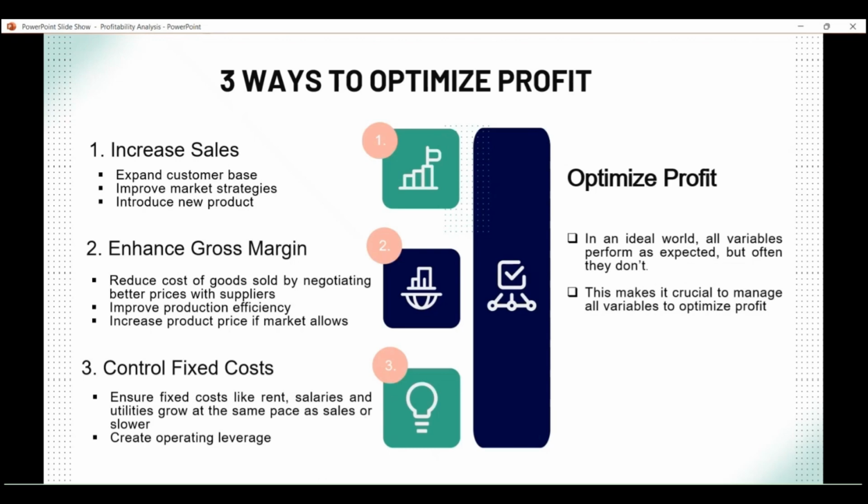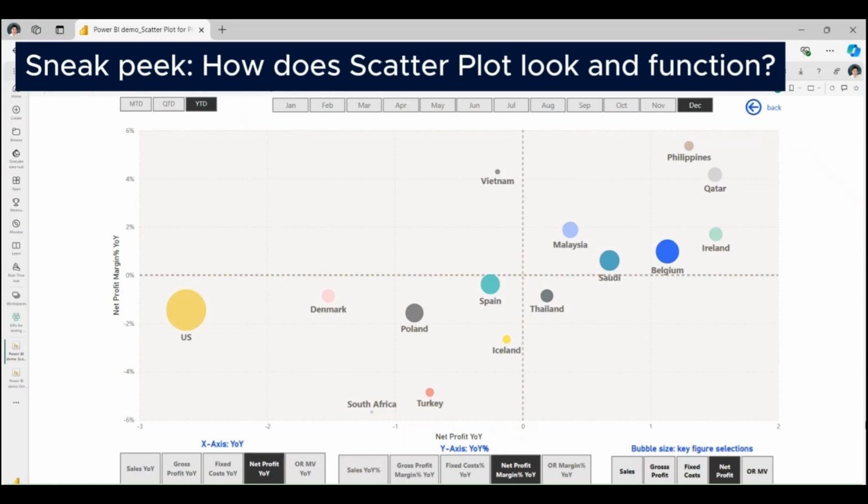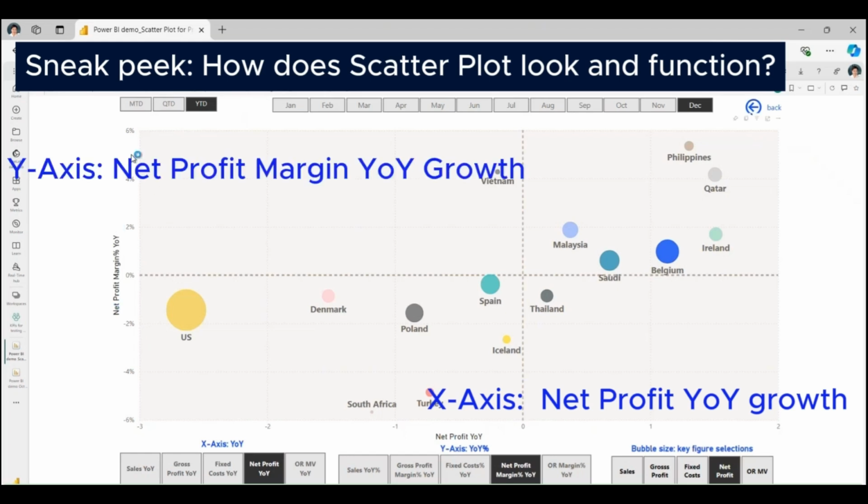Next, I will show you a scatter plot published in Power BI Service. In this scatter plot, net profit year-on-year growth is on the x-axis, while net profit margin year-on-year growth is on the y-axis. At the same time, the bubble size is net profit.